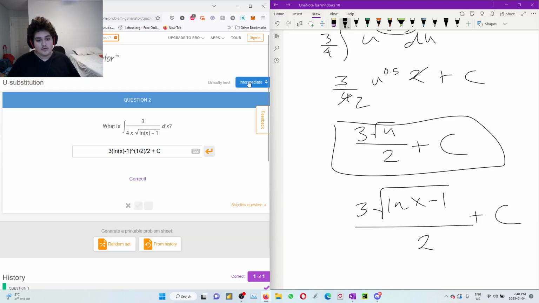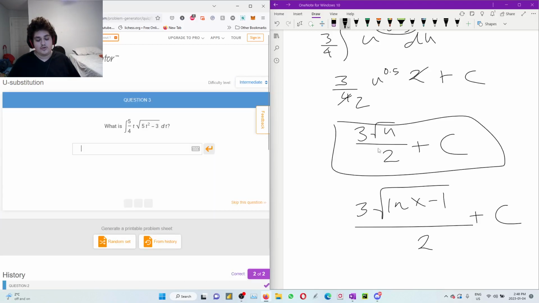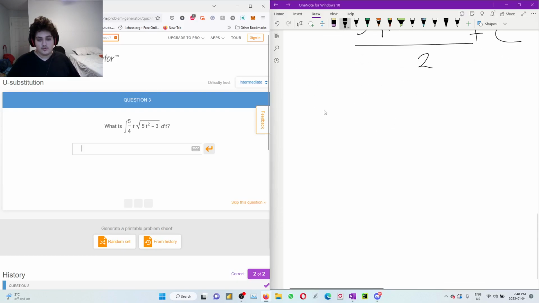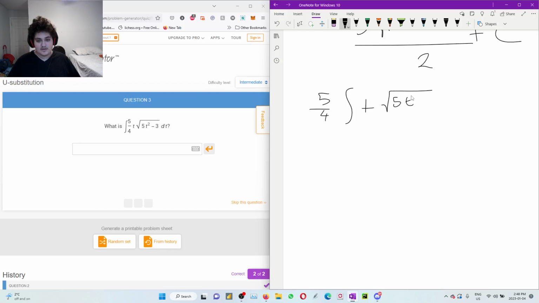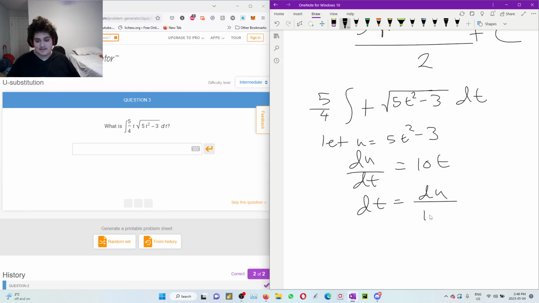Okay, so we'll do one more intermediate question, and then we'll do 3 advanced questions. So we'll take out the constant here. We have t times square root 5t squared minus 3. So this is pretty simple. We just let u equal 5t squared minus 3, because the derivative will have t in it, so our dt will be du divided by t, which will cancel with this t. du by dt equals 10t. Therefore, dt equals du by 10t.